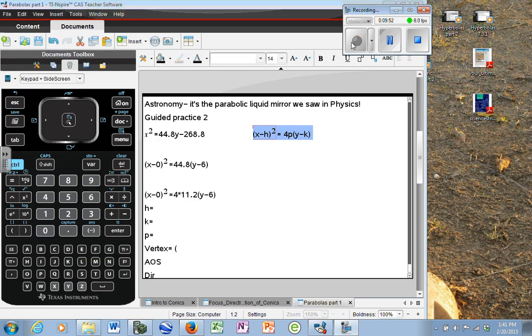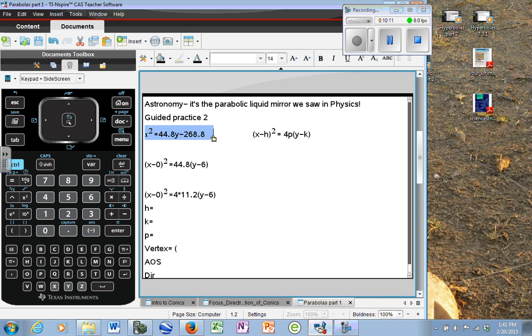Okay, next is example 2, which gives you a real world application, and if you're looking at the picture there in the book, it's the same thing that I showed you in physics class, the parabolic liquid mirror. I have a handout for you when you come to school. But this one's not quite in the right form. Here's how it starts out. x² = 44.8y - 268.8, and we need it in this form right here in order to interpret the parts. So no problem, we can do that.